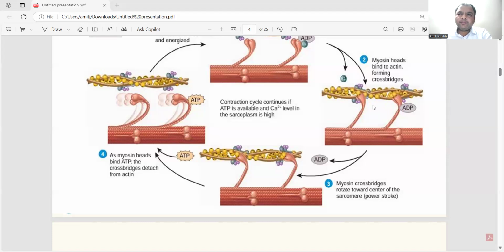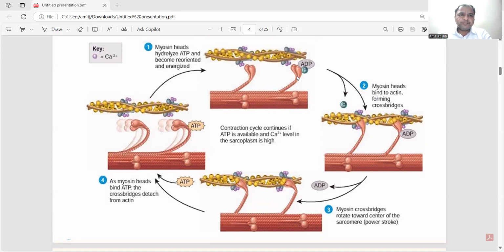What I have kept before you is the muscle contraction slide. As I said earlier, you must be through with the structure of the sarcomere, which I'm not going to repeat here. Right now, what I am showing you is the contraction mechanism, the sliding filament theory.